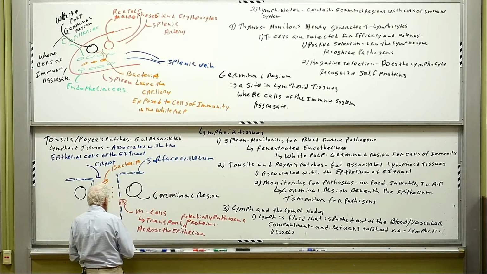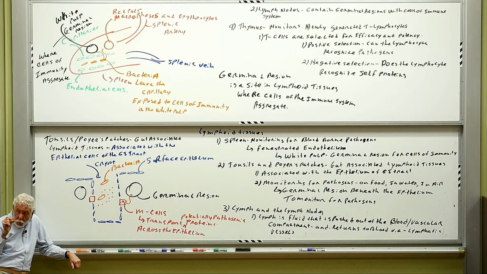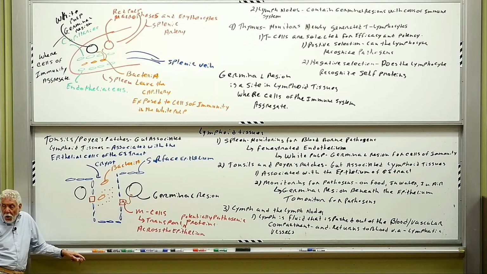And these proteins now can find their way to the germinal region where the cells of the immune system can respond to those potentially pathogenic and foreign proteins. So the tonsils and Peyer's patches all along your gut are an important part of the immune system. And I think you can see that because they're located along the epithelium of the gut, they're going to be monitoring for pathogens you take in with everything you eat and drink.